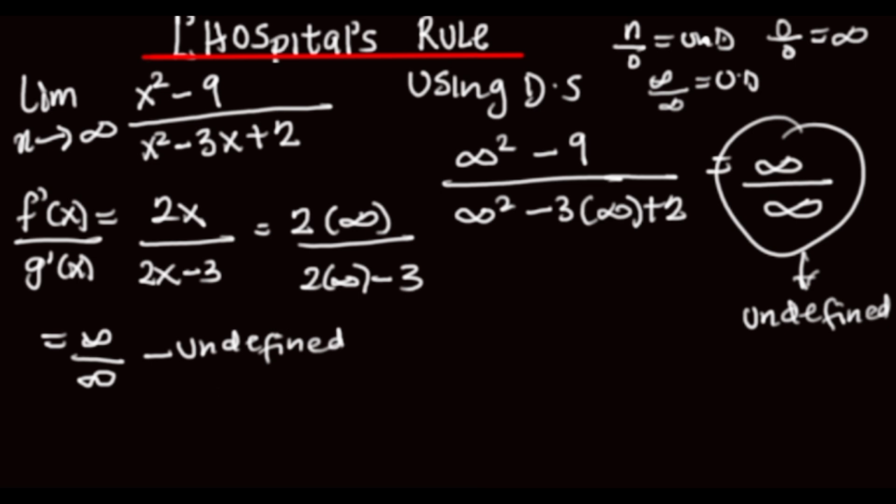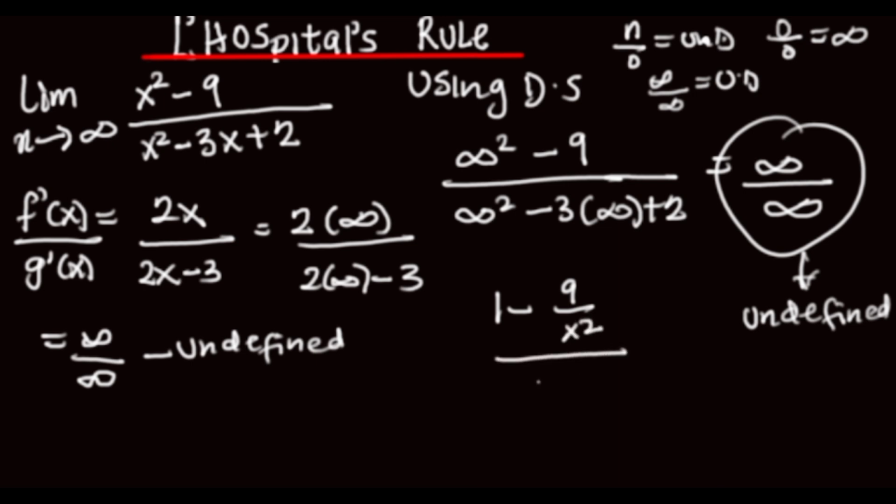Then if I'm having this kind of situation, what is the best advice I can do here? Since I'm having the power of the numerator and the denominator to be exactly the same thing, I can go ahead and divide all three by the highest power of x. If I divide all three by the highest power of x, I'm still going to have infinity, because I'm going to be having 1 minus 9 divided by x squared.